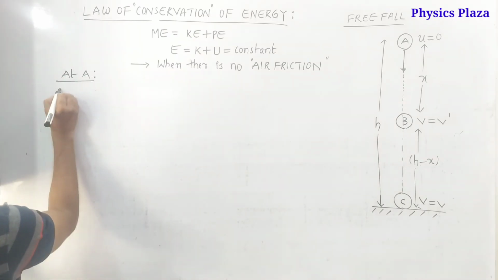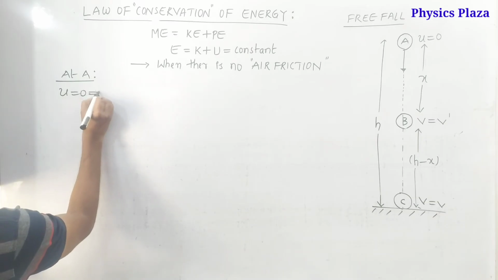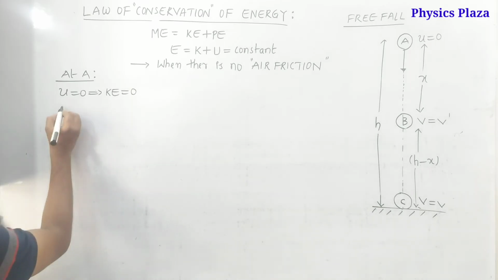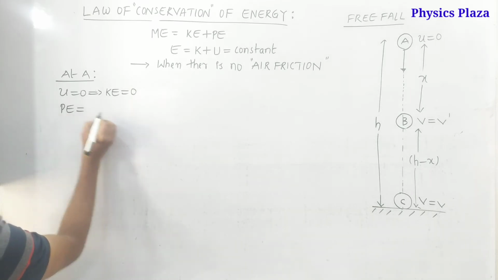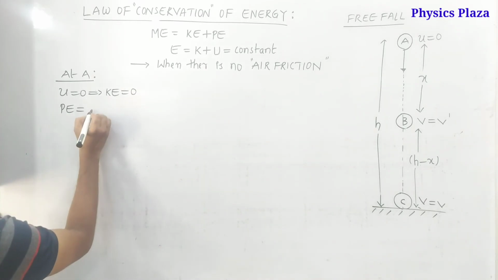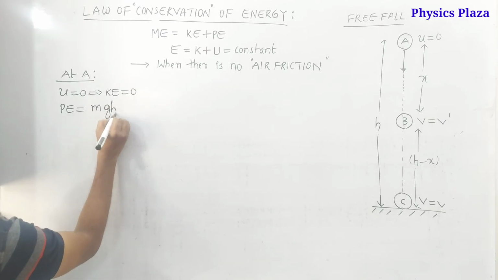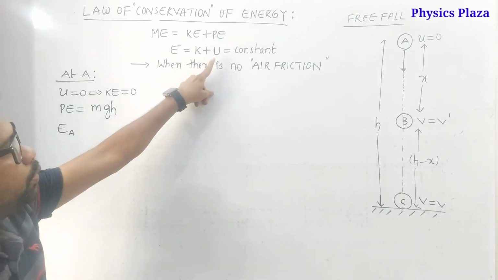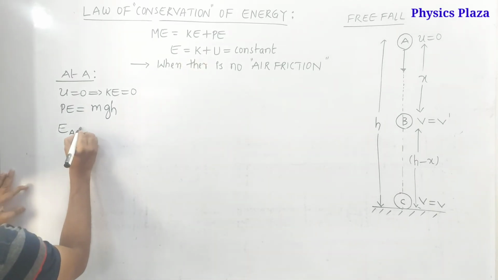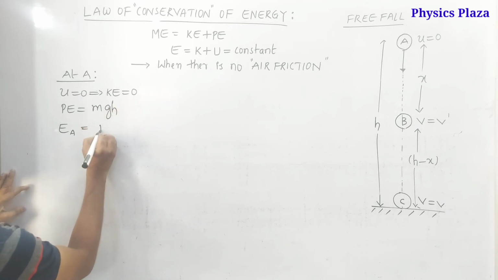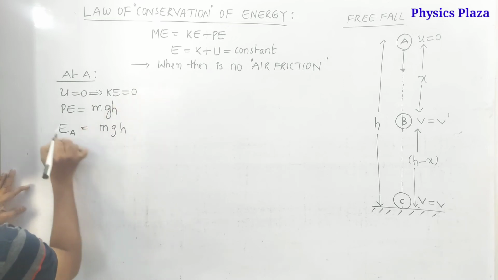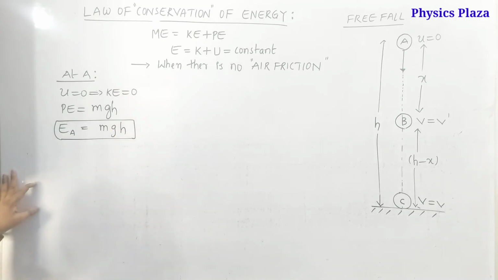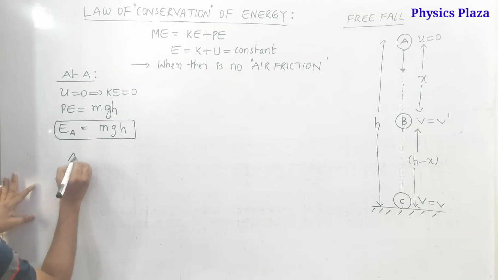Children, at point A, as the velocity is 0, obviously kinetic energy will be 0. No need to discuss it. And the potential energy is what actually? As it is at a height h, the gravitational potential energy is going to be mgh. Then mechanical energy at point A is what? The sum of kinetic and potential. That is what here we have to write as mgh plus 0. It is going to be mgh. So children, at point A, the total mechanical energy of the body is mgh.